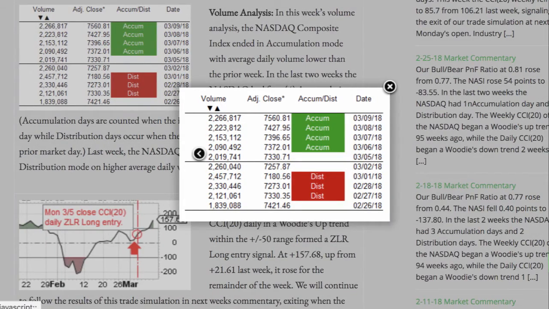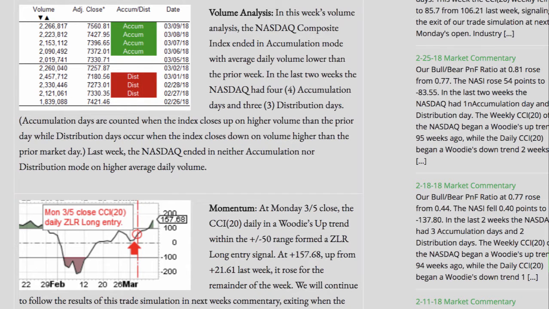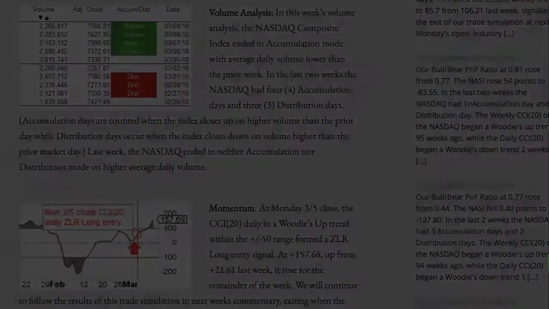Volume analysis. In this week's volume analysis, the Nasdaq Composite Index ended in accumulation mode, with average daily volume lower than the prior week. In the last 2 weeks, the Nasdaq had 4 accumulation days and 3 distribution days. Accumulation days are counted when the index closes up on higher volume than the prior market day, while distribution days occur when the index closes down on volume higher than the prior market day. Last week, the Nasdaq ended in neither accumulation nor distribution mode, on higher average daily volume.